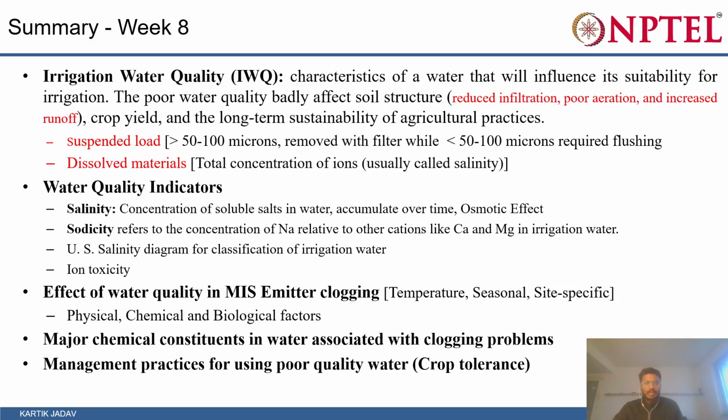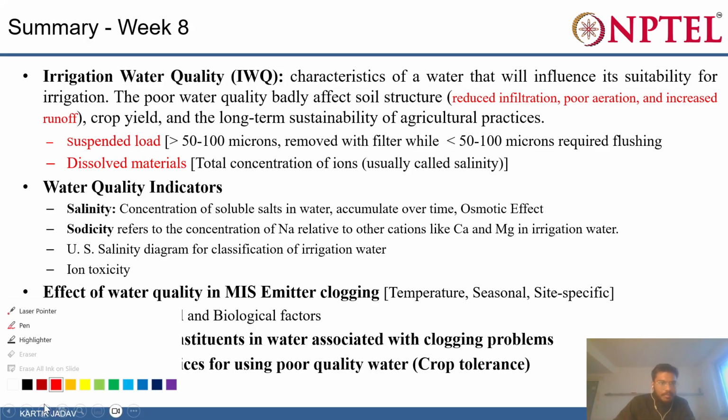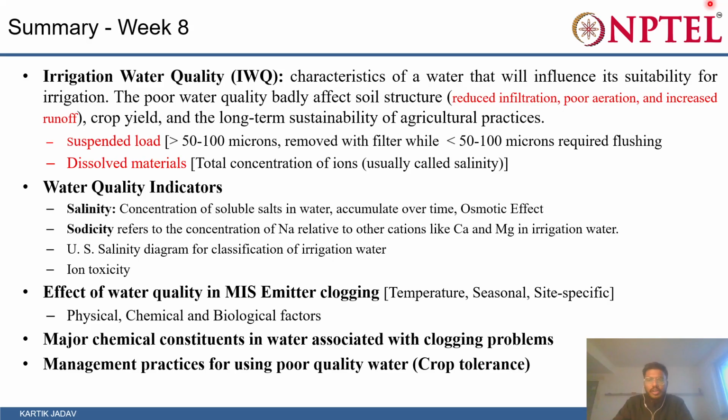So yes, we have also talked about irrigation water quality, or in general water quality problems in soil. It is very important. If we are doing irrigation, water quality definitely impacts crop yield in the long term. The characteristics of water influence the suitability for irrigation, and poor water quality badly affects the soil structure and overall impacts the crop yield.